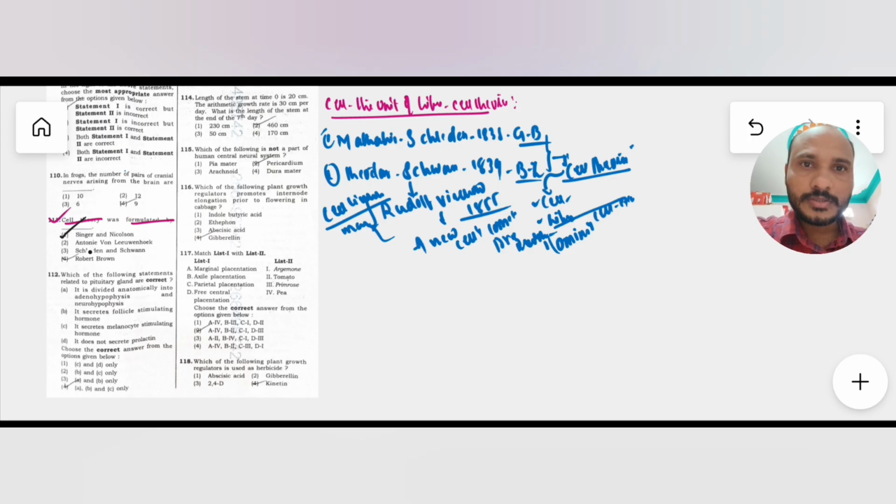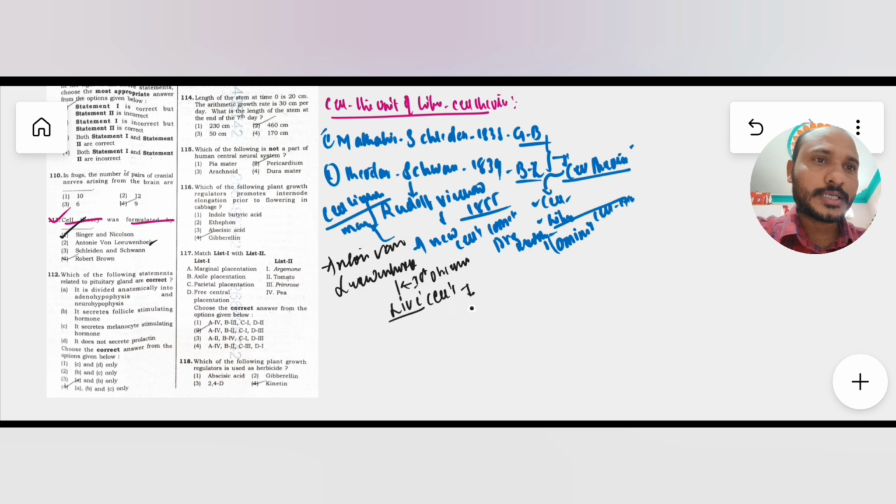Here we will also discuss the remaining scientists and their contributions. First, Anton van Leeuwenhoek. He was the first person to observe live cells, and he named them animalcules, because they moved like animals. Later these animalcules were renamed as bacteria.